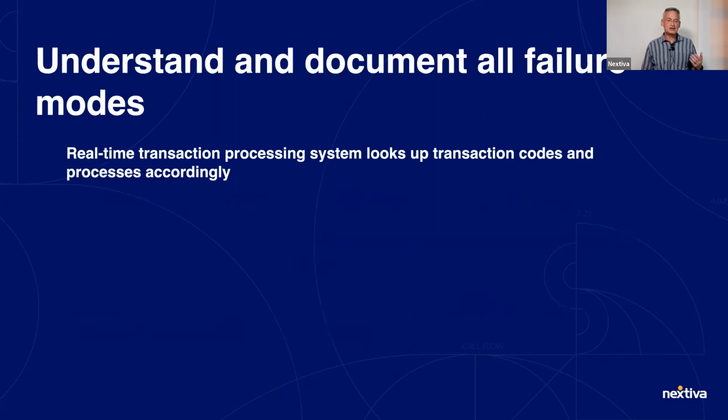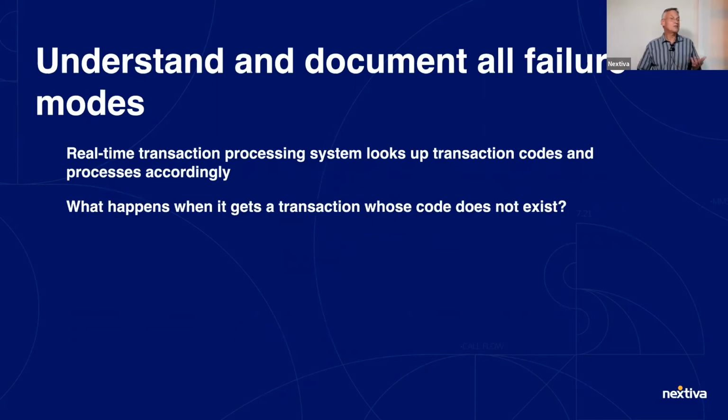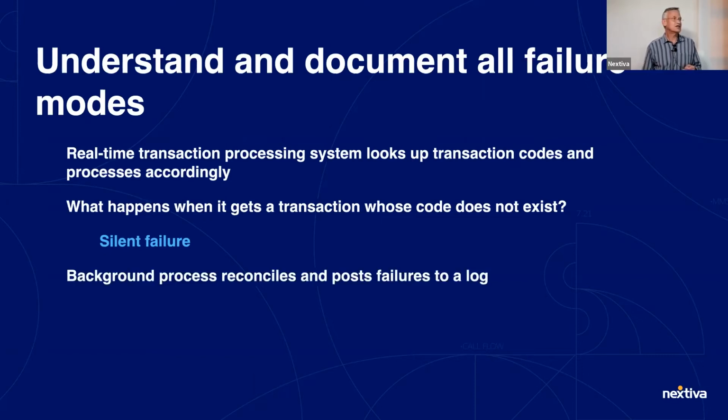If your code is failing silently, a newbie doesn't know about that failure mode, it's a bad thing. This actually happened to one of my teams, back in financial services. You have a real-time transaction processing system. It looks up transaction codes and processes them accordingly. Okay, fine. What happens when it gets a transaction whose code doesn't exist? What does it do? And again, it's one of these specify the behavior. Well, it's not specified. And it does a silent failure, but that's actually okay because there's a background process that reconciles and posts failures to a log. So, you know, it was set up, it's okay.